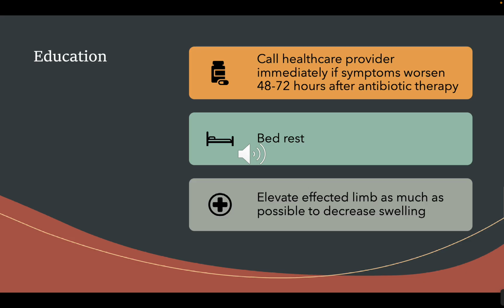When educating a person with cellulitis, it is very important to emphasize the importance of recognizing whether their symptoms have worsened or gotten better as soon as they start their antibiotic therapy. If no change is seen within the first 48 to 72 hours, it's important that they call their healthcare provider and schedule an appointment to come back in. It is also important for them to have bed rest and elevate the affected limb as much as possible in order to reduce swelling.